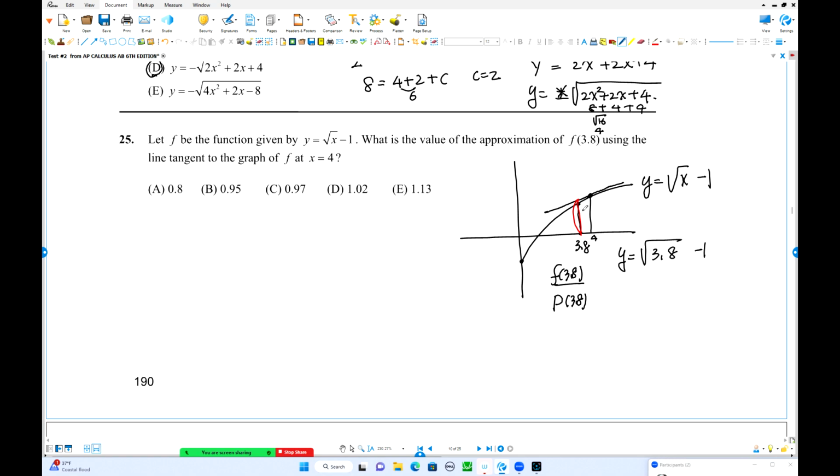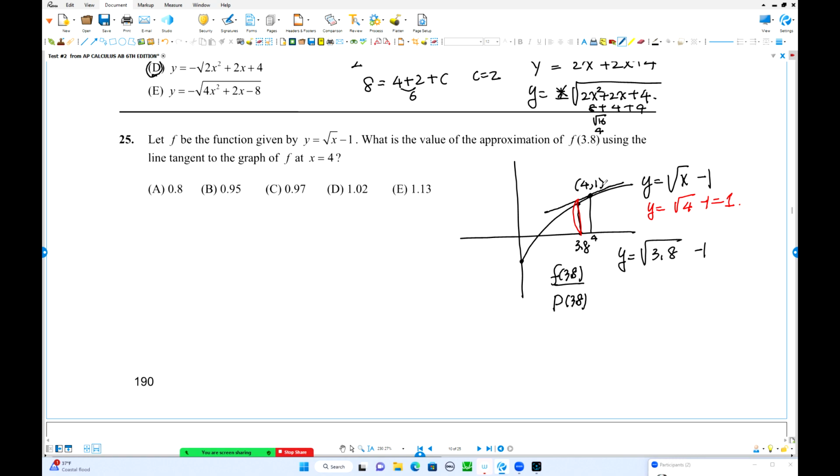To find this, we're going to find the equation of the tangent first. We have a point over here. When x is 4, what is y? Square root of 4 minus 1 is 1, right? So this point is when x is 4, y is 1.